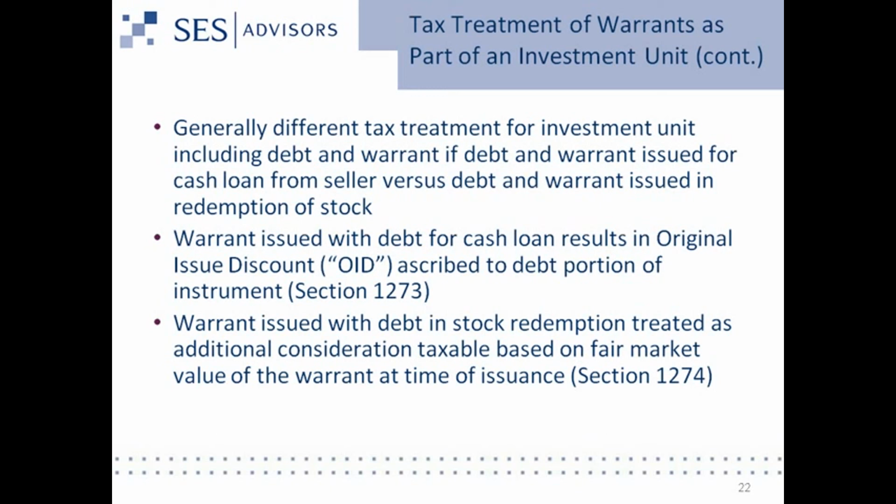These are ungodly, complicated rules under the tax code that were designed to not let lenders defer the receipt of interest in tax event when they're getting a whole bunch of different consideration in a package. And that's Section 1273 of the code. And a warrant issued with debt in a stock redemption, the warrant is simply treated as additional consideration in the redemption based on the fair market value of the warrant, because it is a warrant issued with debt for property rather than for cash, and that's Section 1274.